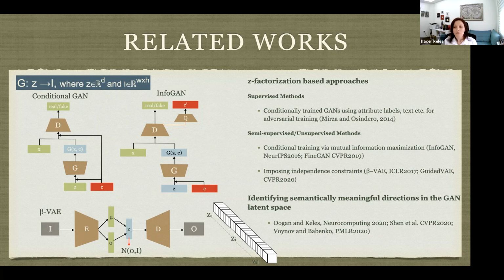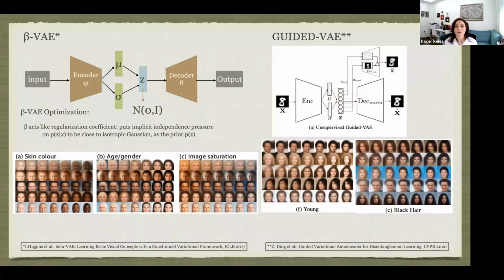There's also another direction of research where semantic directions are identified in the generator latent space, without imposing any restrictions on the Z representation. Our work is on this side, and I'll be talking about that more in this talk. Let's show some examples on the Z factorization part. Here you can see a beta variational autoencoder on the left and a more recent work, guided variational autoencoder from CVPR 2020 on the right.